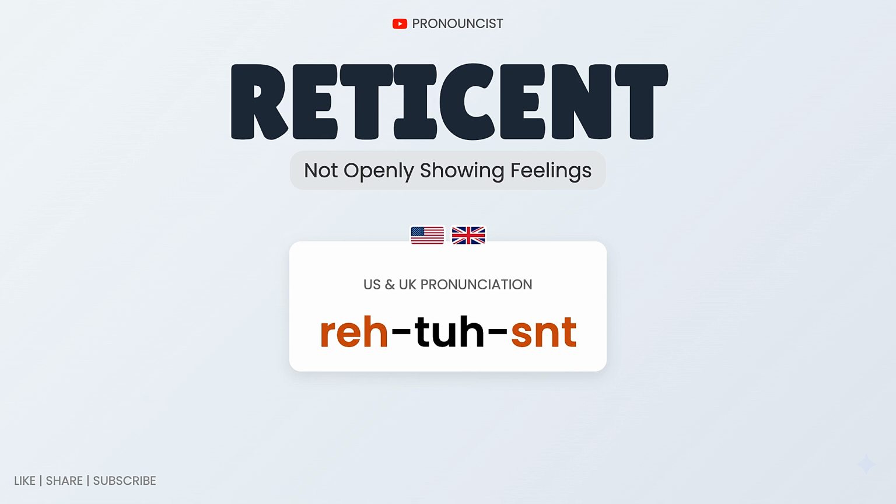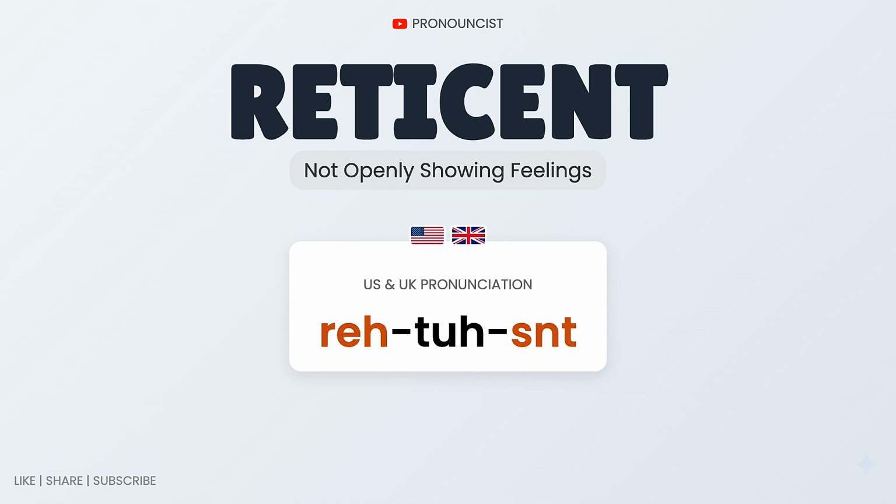Reticent. Reticent. Stress R. Keep T soft and end with a light snt. Reticent. Now read the syllables shown on the screen naturally. Reticent. Stress R. Keep T soft and end with a light snt.